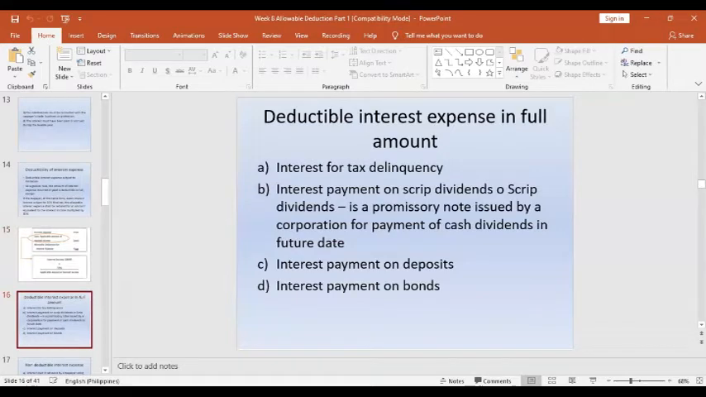Okay, so the next is: how can the interest expense be deductible in full amount? These are the following interest expenses that can be deductible in full amount. What are those? The interest for tax delinquency, yes, it should be deducted. The interest payment on scrip dividends or promissory notes issued by the corporation, interest payment on deposits, and interest payment on bonds. So those are the deductible interest expenses in full amount.